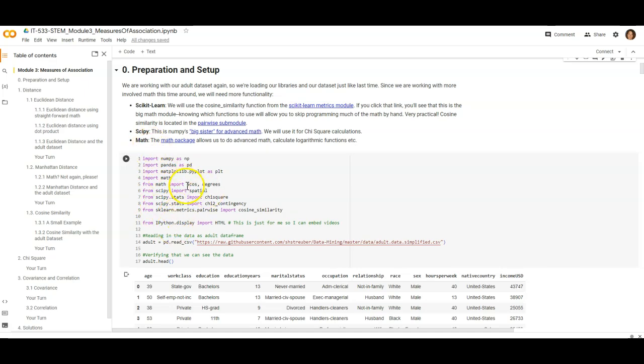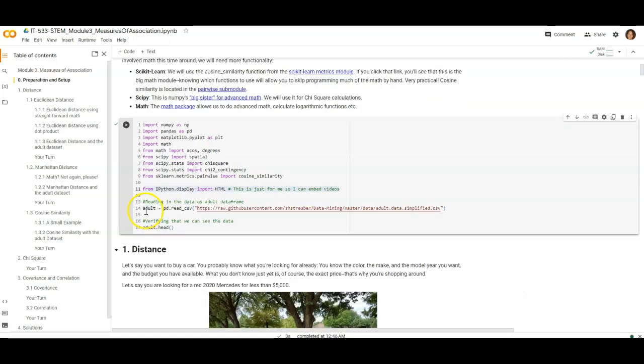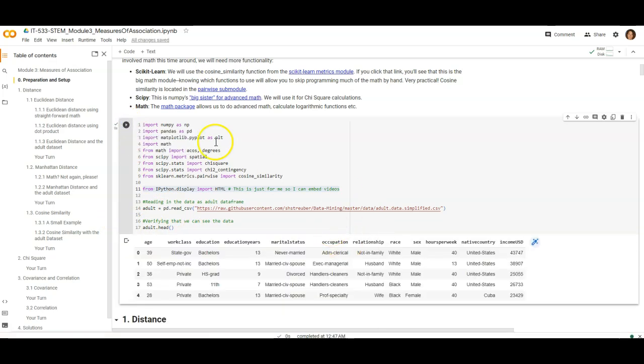You're seeing we're going to work with cosine and with degrees because of cosine similarity. And we're going to read in our adult data set, just like we did before, and we're going to verify that we can see the data. So let's do that. And here we are.